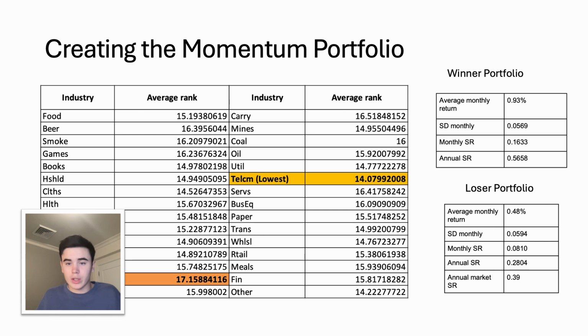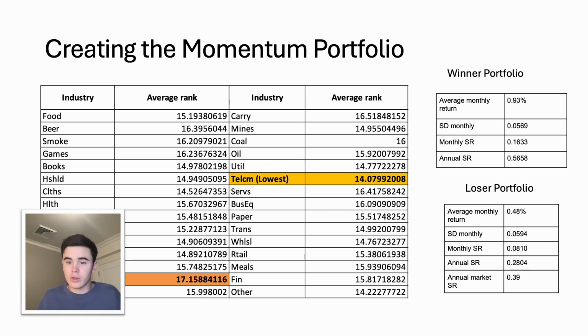The crux of this strategy lies in constructing a portfolio that longs the winning 15 industries while shorting the losing 15. Essentially, we sell the losing stocks and invest in the winning ones, hoping for a trend that continues in the same way into the future.